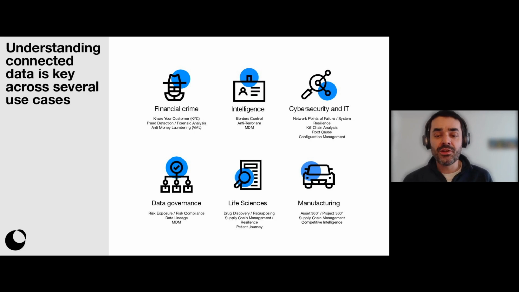In life sciences, the understanding of entities and connections can be critical for drug discovery and repurposing, for supply chain management and resilience, and to understand the patient journey. In manufacturing, the use cases can be Asset 360, Project 360, supply chain management, competitive intelligence, and more. This list is not meant to be exhaustive, and we will dive deeper into some of the use cases later. But just to give you a first understanding of the breadth of use cases when it comes to understanding the data and the relationships across various domains.